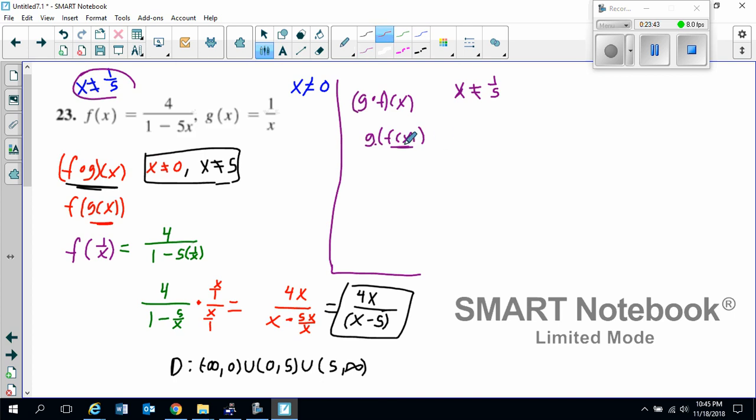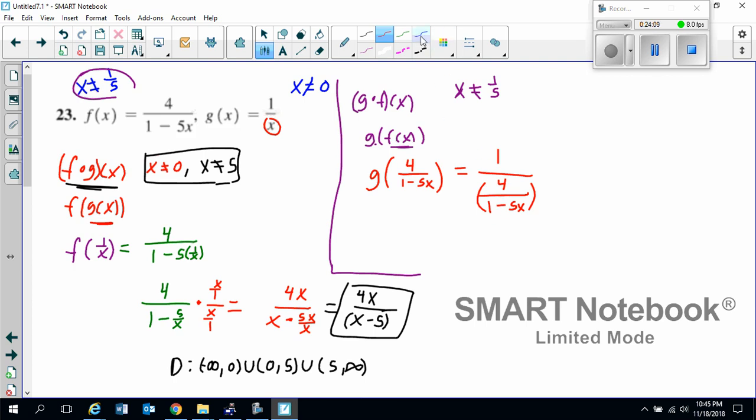so we're about to find out. In the g function, I'm going to have to plug in 4 over 1 minus 5x. So I'm going to have to plug that in right here. So that's going to become 1 over 4 over 1 minus 5x. So I have 1 divided by this fraction right here.